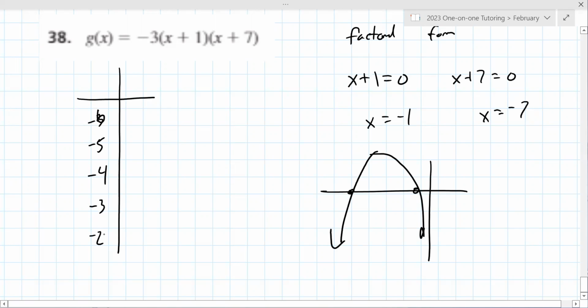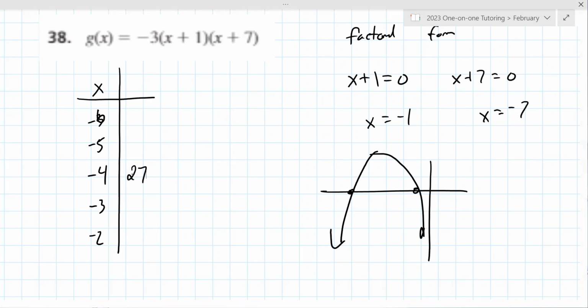So I can build a table of 3 values, she wouldn't mind that. So just plug in -4 because we already know -1 and -7. That's really all the points I need. So then that would be -3 times 3 is -9, so -27. It's positive, oh yeah, positive. So is that sufficient? Can we go on to 40 or is there more to do? Yeah, that's good.